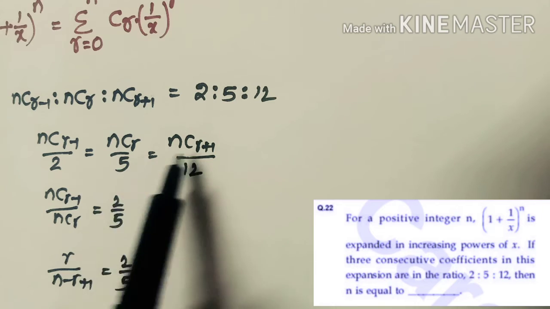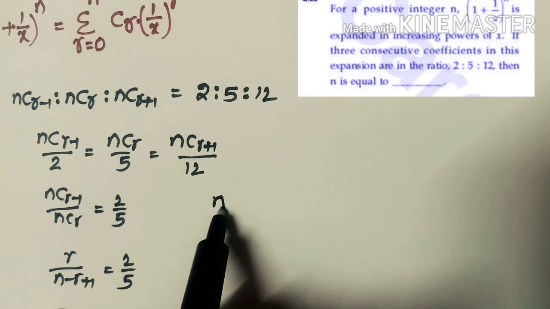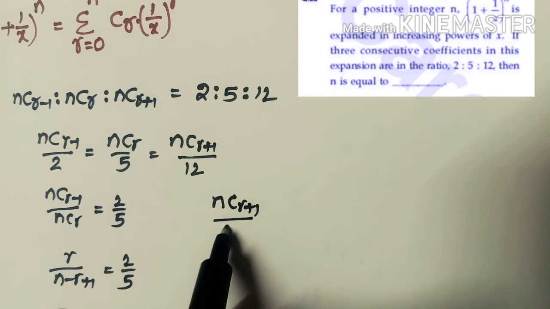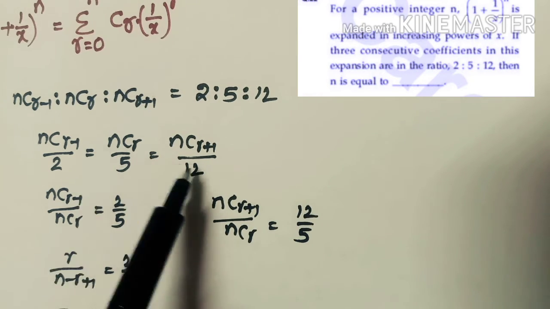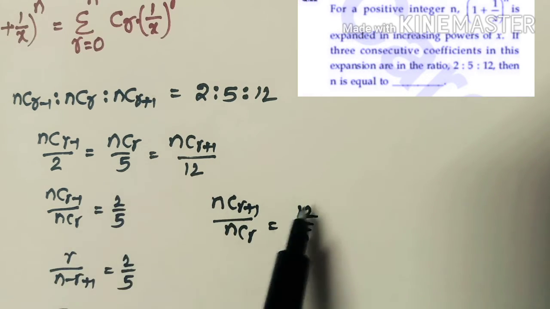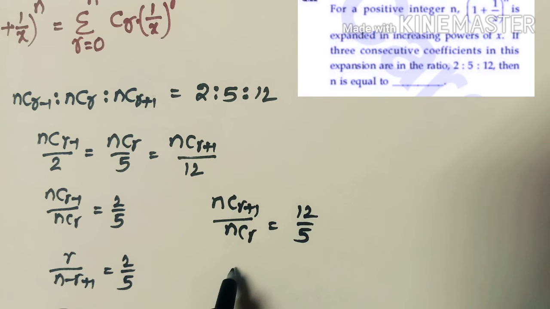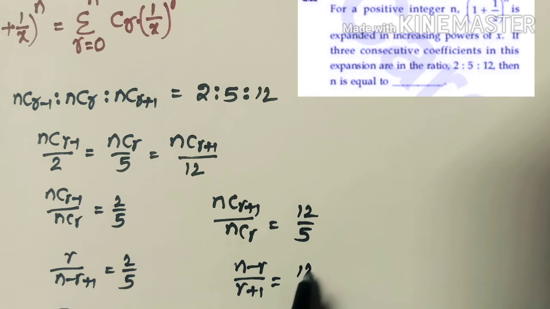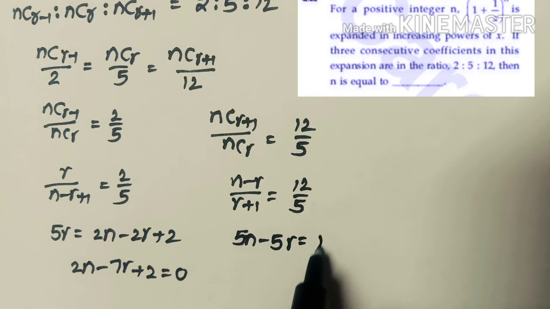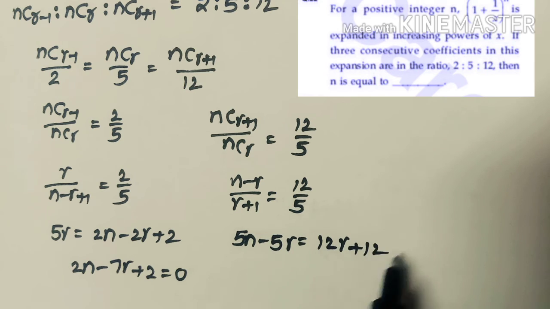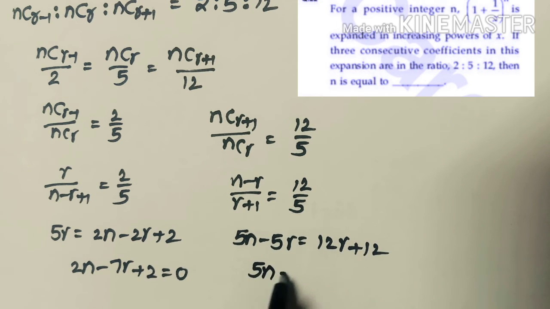And equating the other two values, that is nC(r plus 1) by nCr equals 12 by 5. Now what is the formula here? (n minus r) by (r plus 1). So (n minus r) by (r plus 1) equals 12 by 5. Taking the cross product, 5n minus 5r equals 12r plus 12. That is 5n minus 17r minus 12 equals 0.